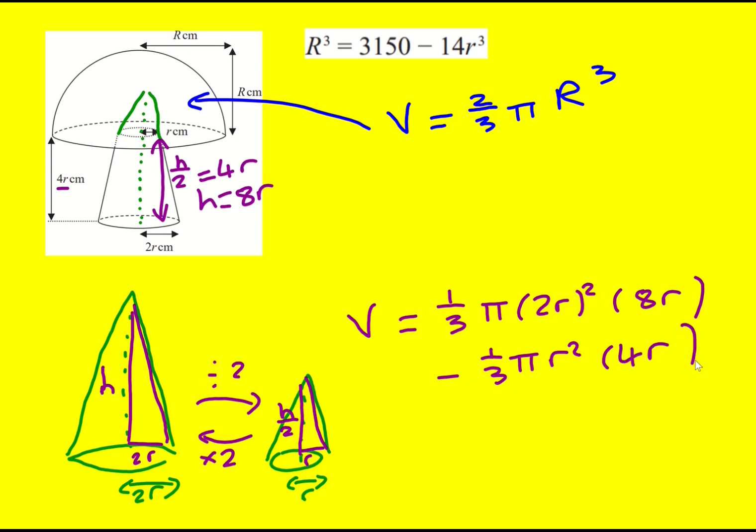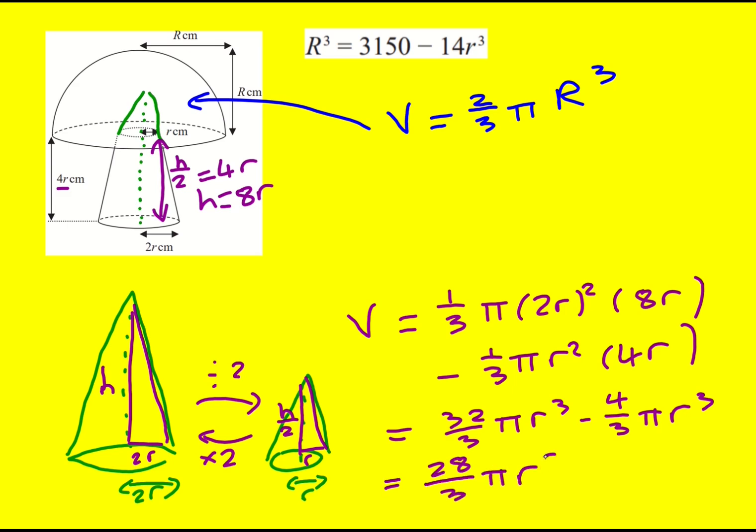Oh, okay, that one was quite involved. So I'm going to get 4 times 8, 32 over 3 pi r cubed, minus 4 over 3 pi r cubed, which becomes 28 over 3 pi r cubed.